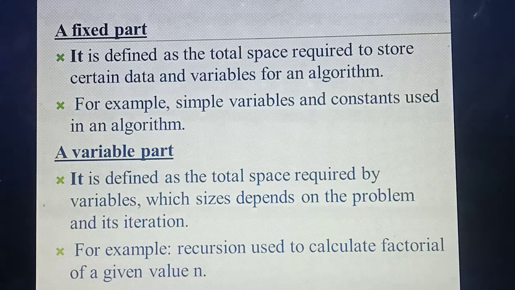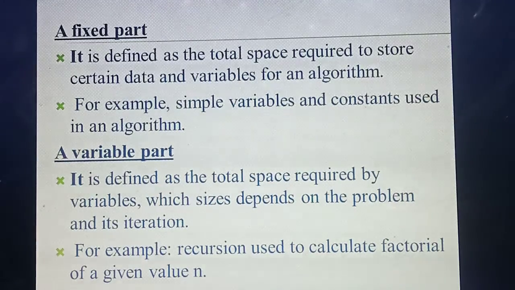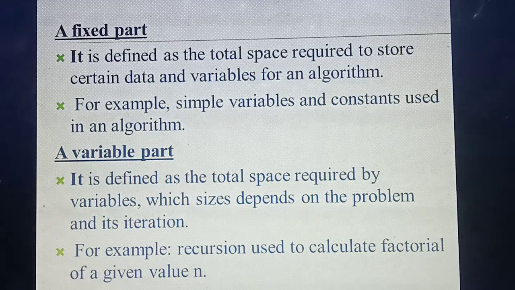Isn't it? Two variables and storing the result in C. Okay. And also constants, for example, some constant values that you will use. That is called a constant. So some constants you will also use, isn't it? That also you are going to store in the memory space. So the fixed part means it's always fixed.